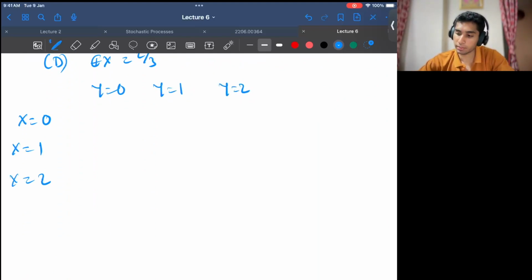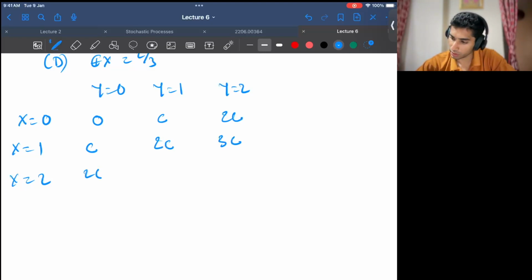And it is c times i plus j. Here i plus j is 0, so c times 0 is 0. c times 1 plus 0 is c. c times 2 plus 0 is 2c. Similarly, this will be c. This will be 1 plus 1, 2c. 2 plus 1 is 3c. For x equal to 2, 2 plus 0 is again 2c. This will be 1 plus 2, 3c. This will be 2 plus 2, 4c.